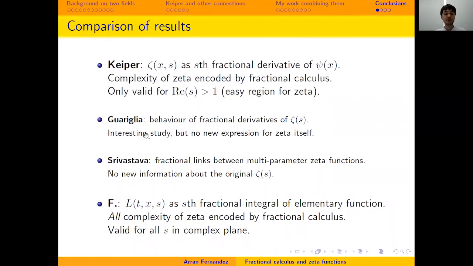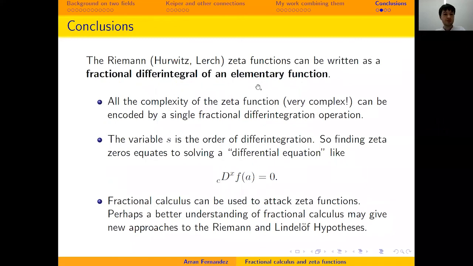expressing the Lerch zeta function as a fractional integral of an elementary function. Elementary meaning it's only exponential functions, a little bit of division, and this means all the complexity of zeta is encoded by fractional calculus. You have an elementary function and a fractional integral, you get all of this coming out, and this formula is valid for all complex numbers s. Not only the easy region, but any possible number s in the complex plane. So this is my conclusions.